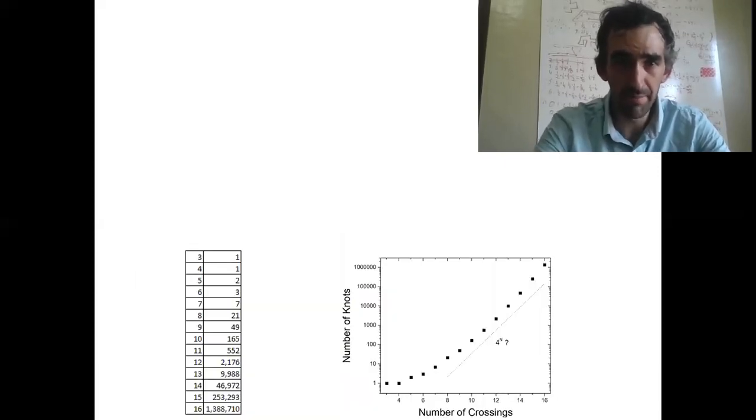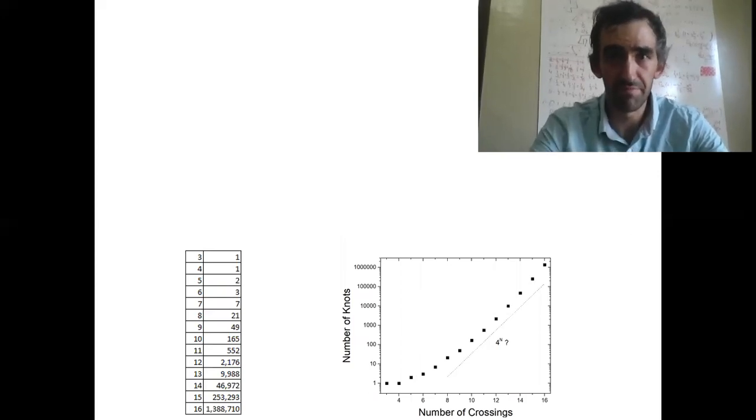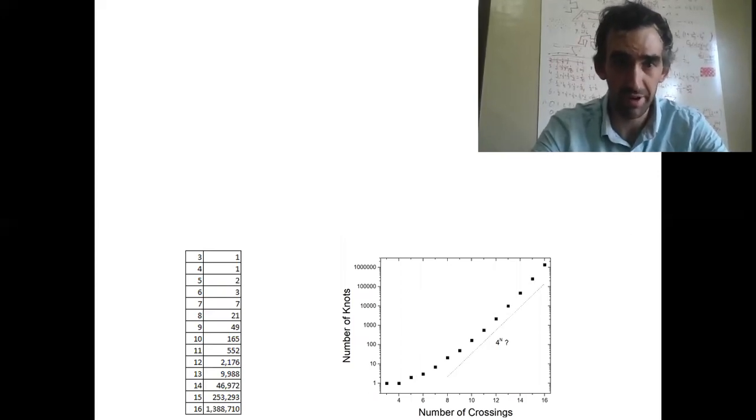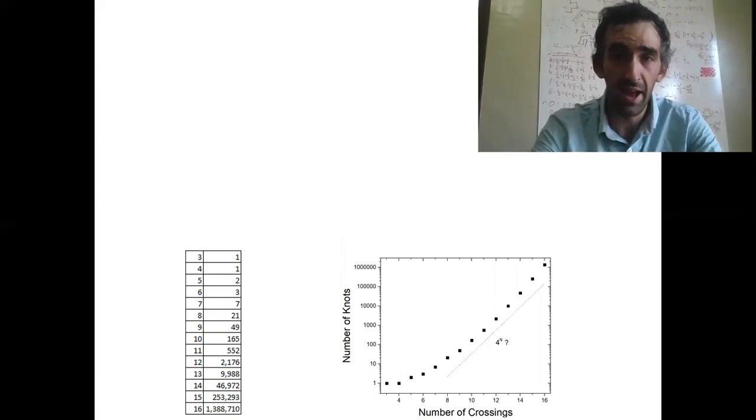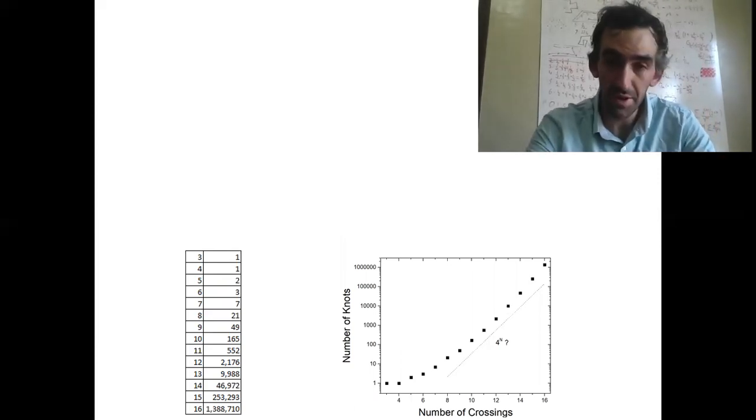The number of different knots for a given crossing number increases dramatically. Of those 1.7 million, about 1.4 million of them have 16 crossings. And nobody knows how many 17 crossing knots there are because, well, nobody has put in the effort.